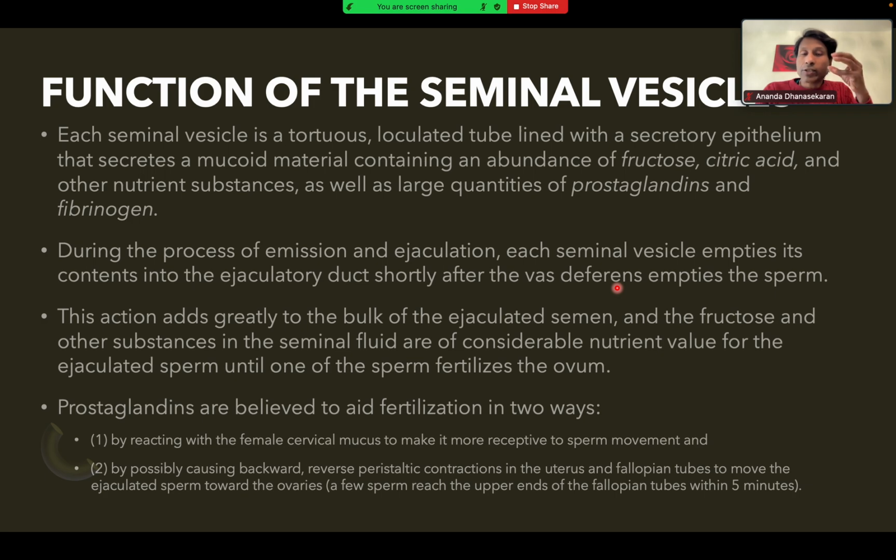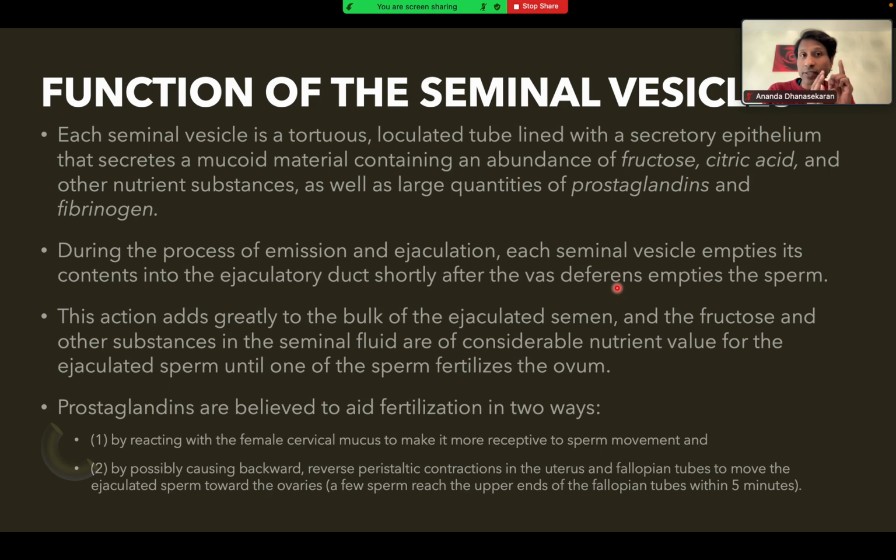Each seminal vesicle is a tortuous bag-like structure lined with secretory epithelium. It secretes a mucoid material. Mucoid means, in Tamil, just like chali is a mucoid material. It contains an abundance of fructose, citric acid and nutrient substances like prostaglandins and fibrinogen, which are helpful for the sperm's nutrition. But the citric acid makes the seminal vesicle constituent a bit acidic.